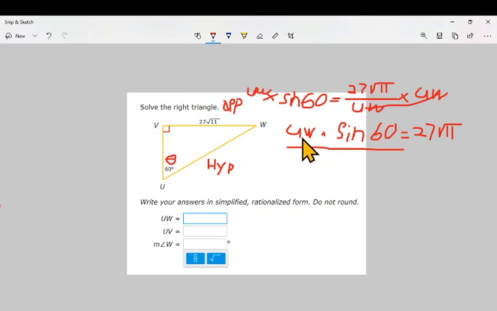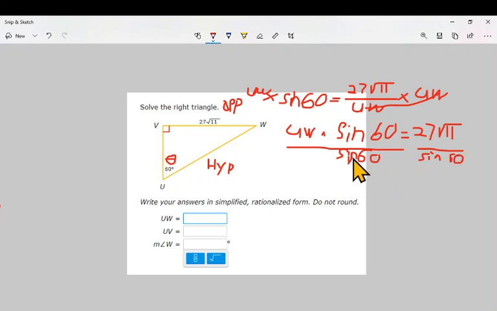So since we have UW times sine of 60, we got to do the opposite of multiplication, or times, which is division. So we'll go ahead and divide that whole thing by sine of 60. And because we divided the whole left side of that equation, we have to do the whole right side as well. So sine of 60.